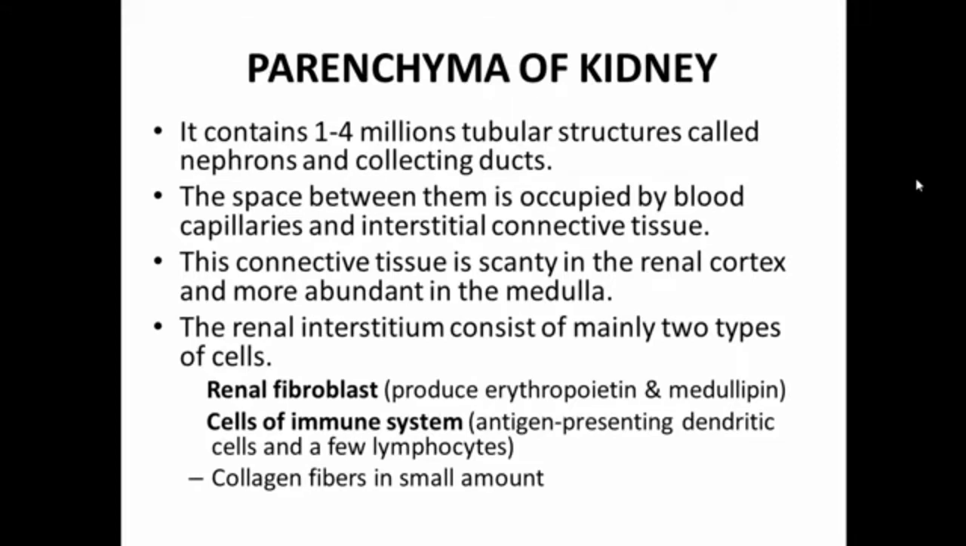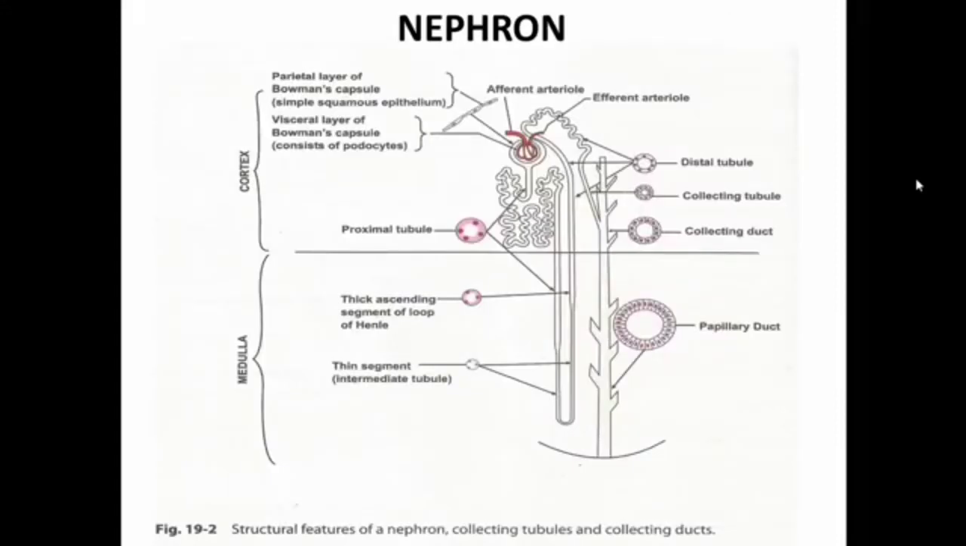Okay, now coming toward the main structural and functional unit of the kidney, that is the nephron. Now you see the nephron. What is a nephron? Nephron is an epithelial lined tube that begins as a blind tube from here, and then it ends by joining the collecting duct. So from here to here, this is all the nephron.